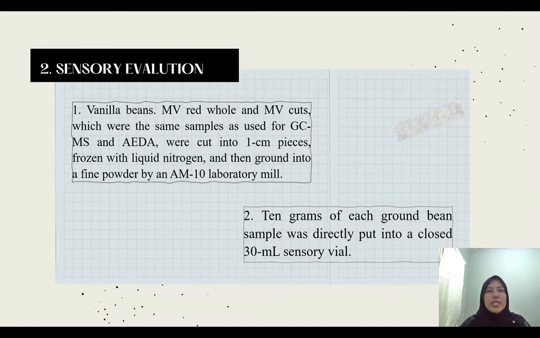The next procedure is sensory evaluation. The first step is vanilla beans, MV red whole, and MV cuts, which were the same samples as used for GC-MS and EDA, were cut into 1 cm pieces, frozen with liquid nitrogen, and then ground into a fine powder. The next step is 10 grams of each ground bean sample was directly put into a closed 30 ml sensory vial.